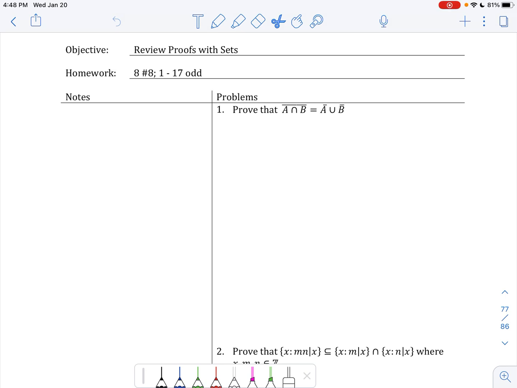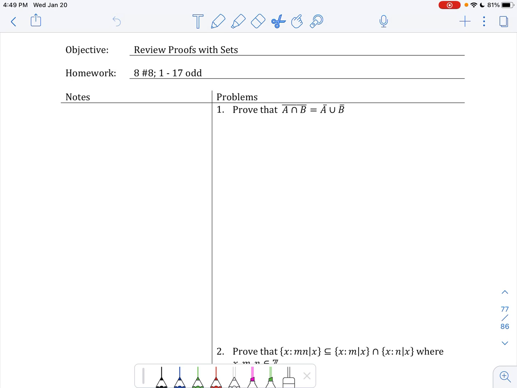So, we're going to start today by talking about proving with sets. We see here in number 1, prove that the complement of A intersect B is equal to the complement of A union the complement of B.